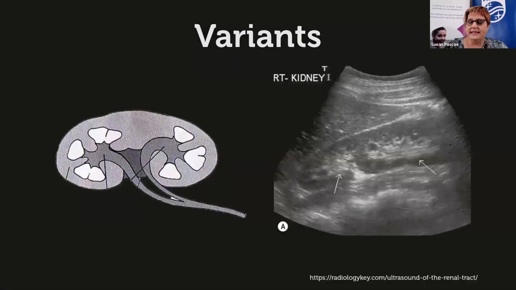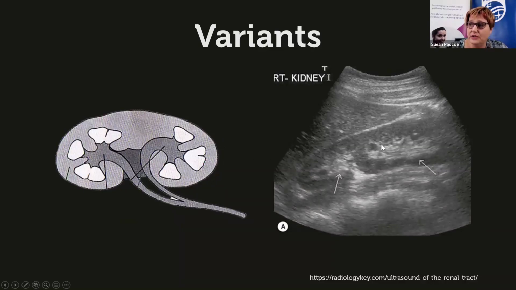You can also see on some people a duplex collecting system. So it's the most common congenital anomaly of the urinary tract. In some cases, you have complete duplication, in which there's 2 collecting systems, 2 ureters and 2 ureteral orifices. But sometimes it might be an incomplete duplication where there's just 2 collecting systems and the ureters join. Duplex kidneys tend to be a bit larger than normal as well.